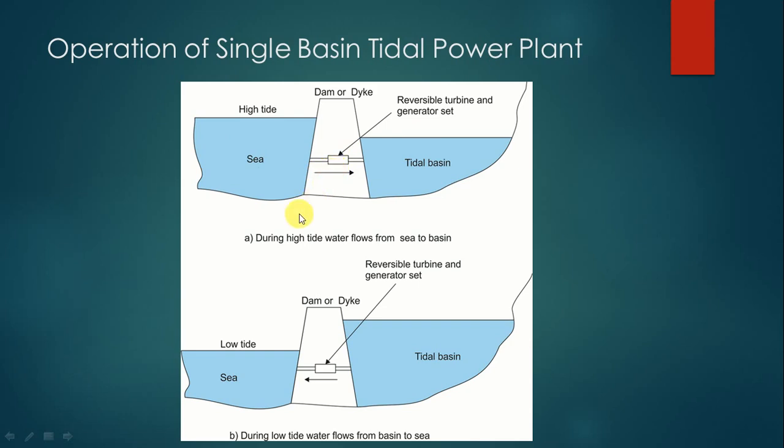So this cycle goes on and continues during each lunar day. In this way, the power generation is done intermittently during the high tide or during the low tide.